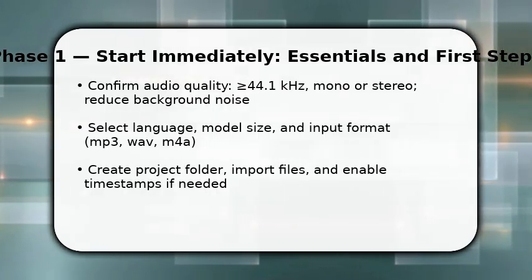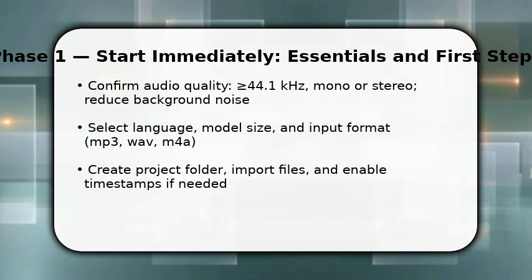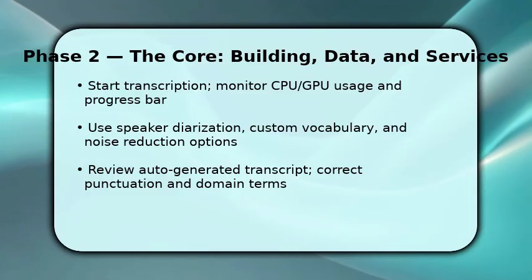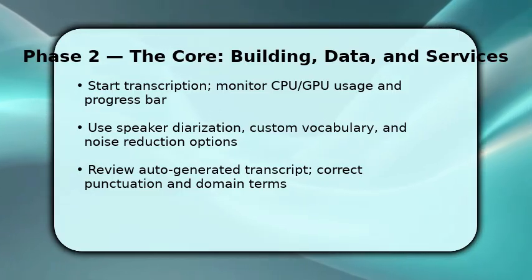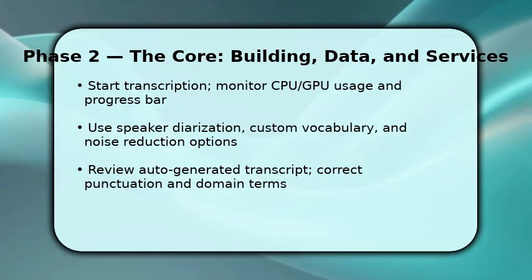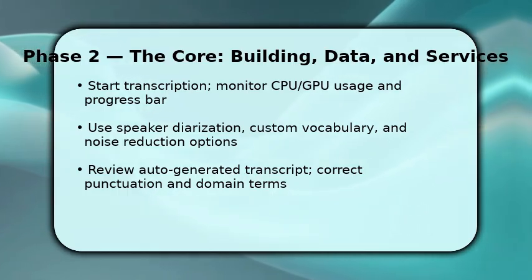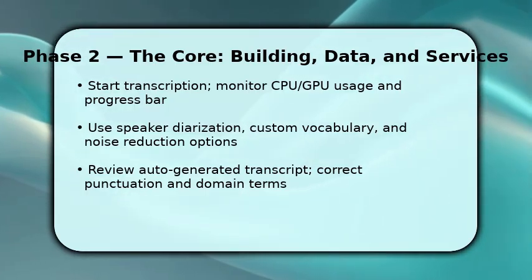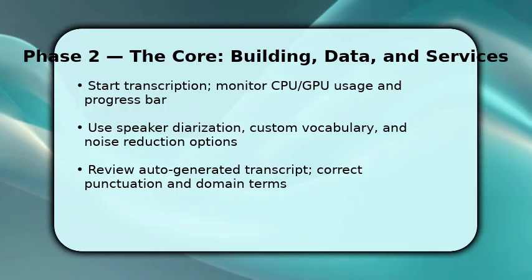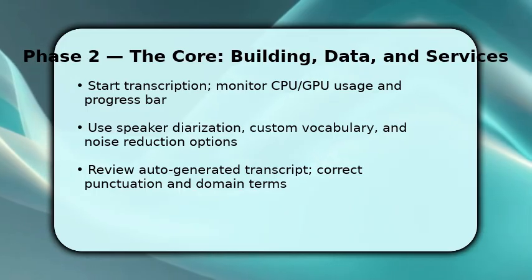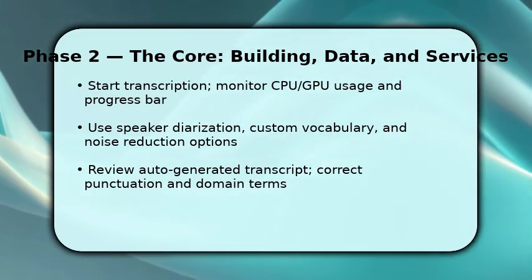While you import, set the input format to match the file, so the pipeline runs without conversion delays. You now run the transcription and watch resource usage, CPU, GPU, memory, to judge speed. Once the pass finishes, use speaker diarization to separate voices and load any custom vocabulary to improve technical term accuracy. Make sure noise reduction and confidence threshold settings are applied. Those directly affect false positives.